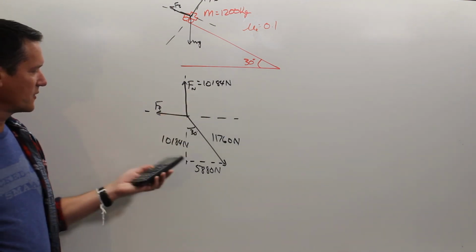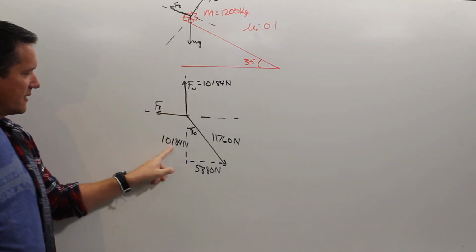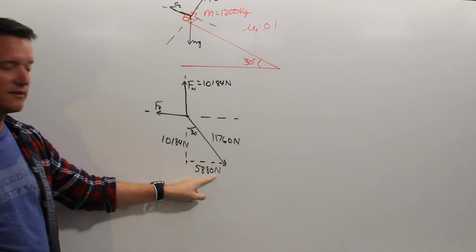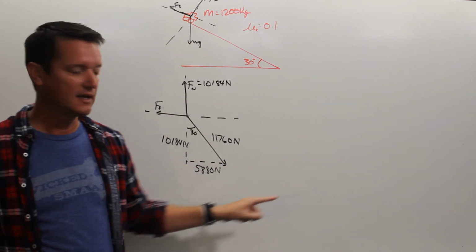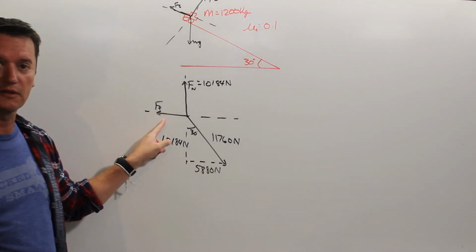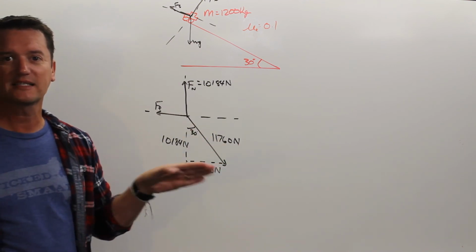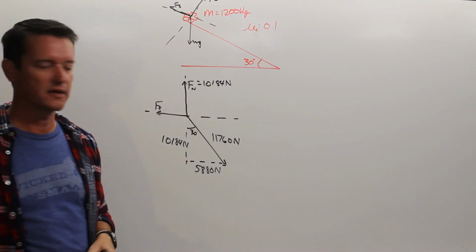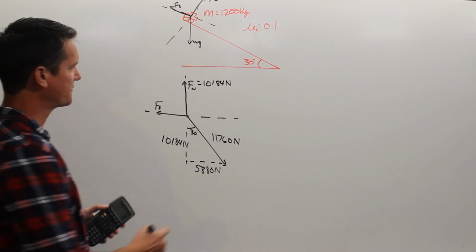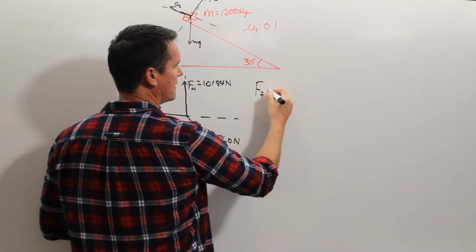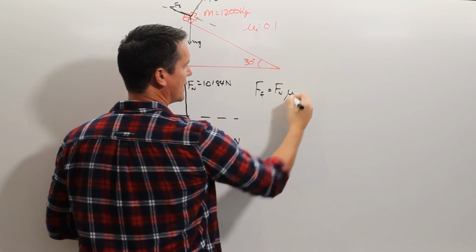I know the normal force is the same as this right here. I know that this is the force that's going to be pulling this down. But this force is also going to compete with the force of friction, because one's going one way, one's going the other. I'm looking at X and Y independently of one another. So how do I find the force of friction? Well, the force of friction is equal to the normal force times mu.